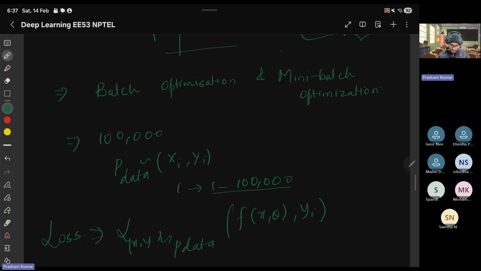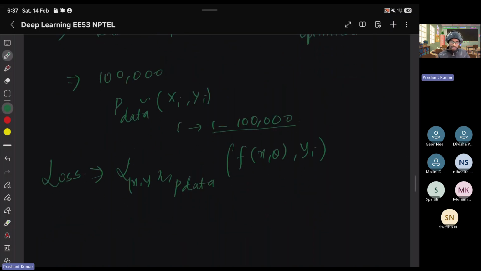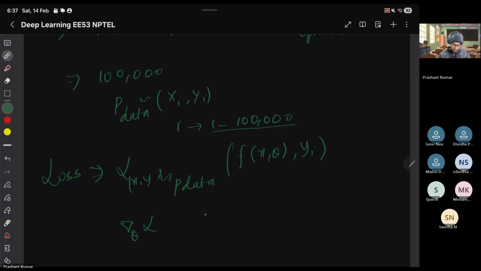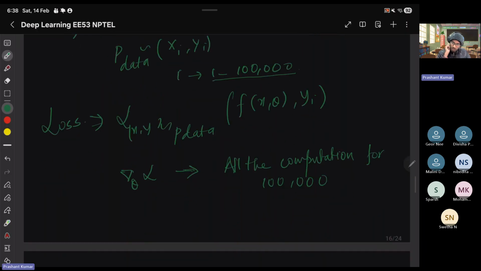If you are taking the error for all these 100,000, taking the mean or whatever, you are incurring a lot of computation in each iteration. And every time you are taking the gradient of L with respect to theta, you are doing all the computation for 100,000 points. So what can happen in this case? Every iteration is very costly. This is the first thing.